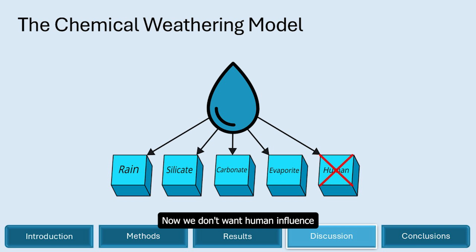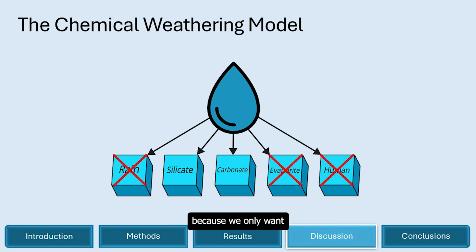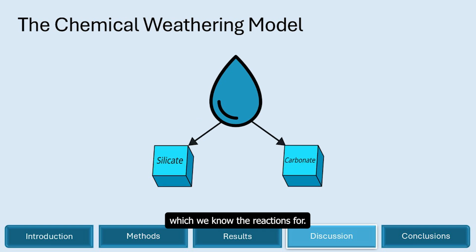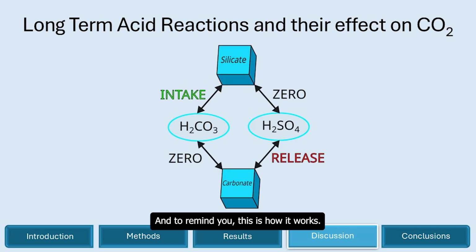Now, we don't want human influence because we don't want any anthropogenic things messing with the silicates and carbonates, so we remove, for example, the agricultural plains in the south that the river is flowing through. We don't want rain and we don't want evaporites because we only want the silicates and carbonates, which we know the reactions for, and those are that right there. And to remind you, this is how it works.